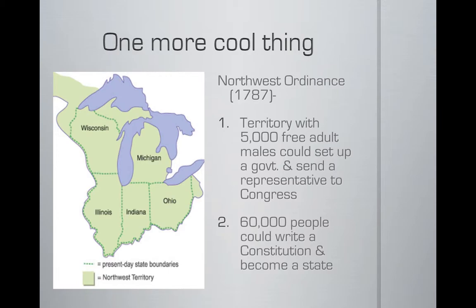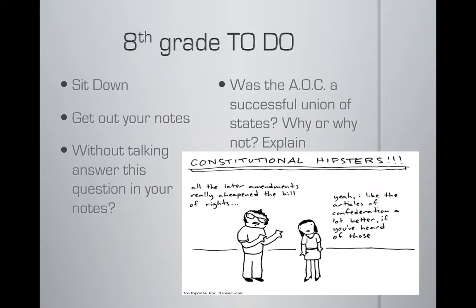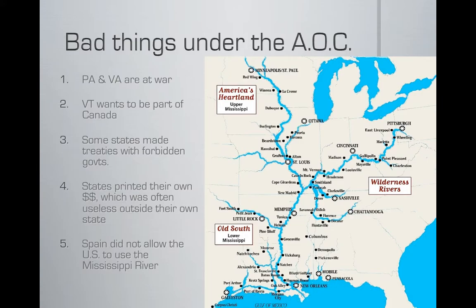And keep in mind, this is adult free males, white males. Once you get 60,000 people who actually live in that area, and that can be men and women, free men and women, you can write a constitution, become a state, and apply for statehood. Also, keep in mind, slavery is actually banned in this territory. So those were some good things that happened, and prior to that were some of the weaknesses.